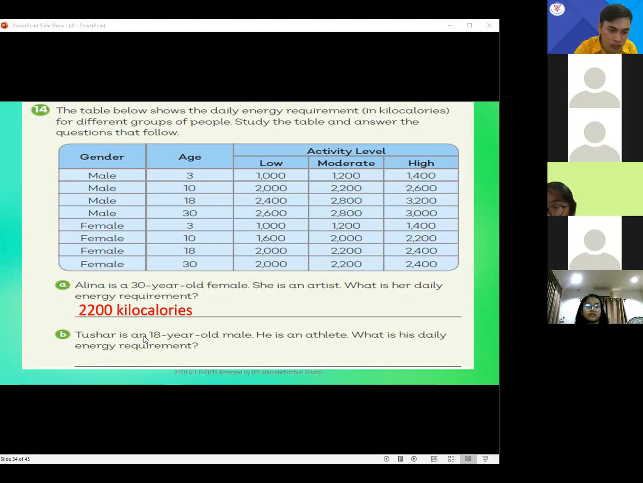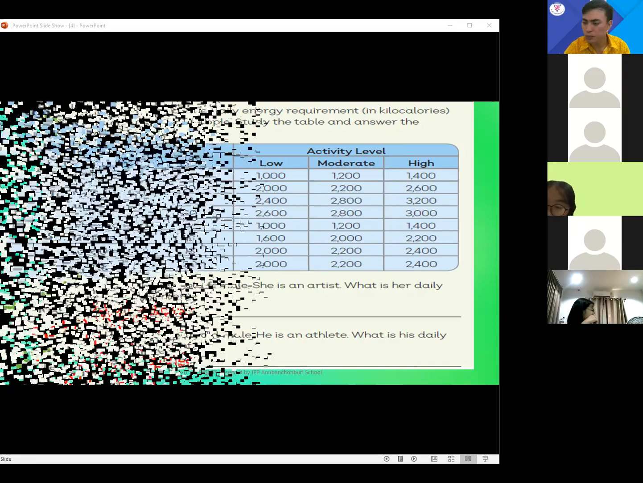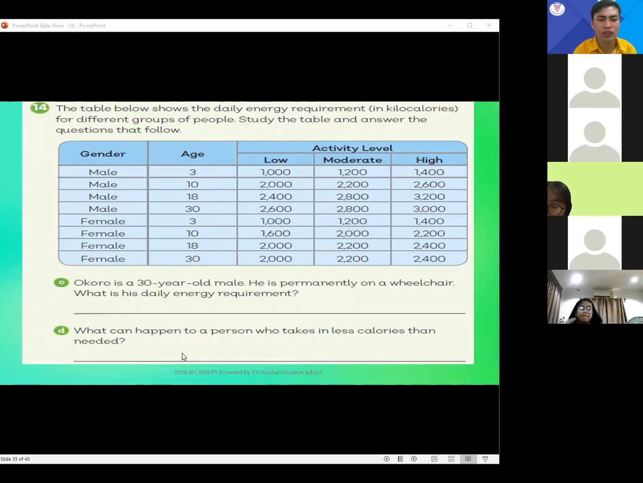Tushar is an 18-year-old male. He is an athlete. What is his daily energy requirement? What's the answer? 3,200. 3,200, number 24. Very good. Why does he need more? Because he is an athlete, right? Very good. 3,200. Now let's proceed to question number 14, letter C.